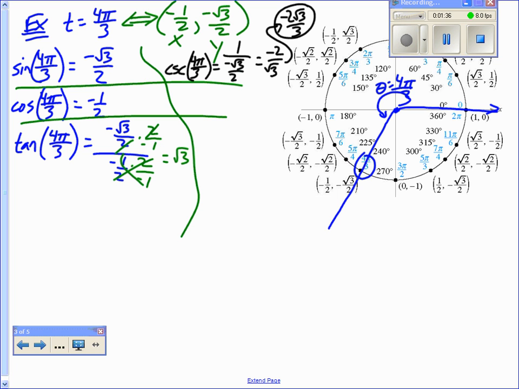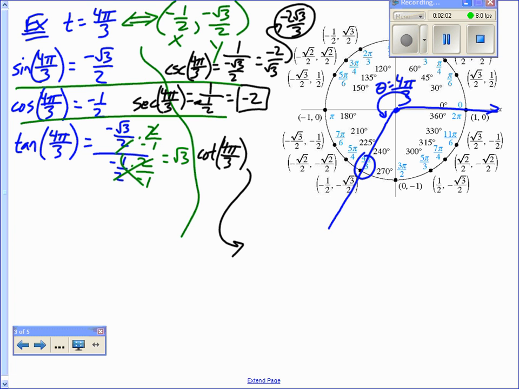Okay, the secant. The secant of 4 pi thirds is 1 over the cosine, 1 over negative a half, or in other words, negative 2. Once you simplify that, that's negative 2. Okay, the cotangent of 4 pi thirds is the reciprocal of the tangent, so 1 over the tangent, or in other words, cosine over sine.